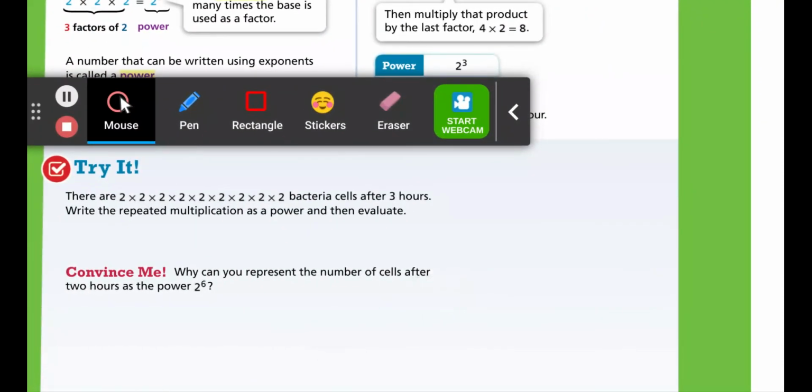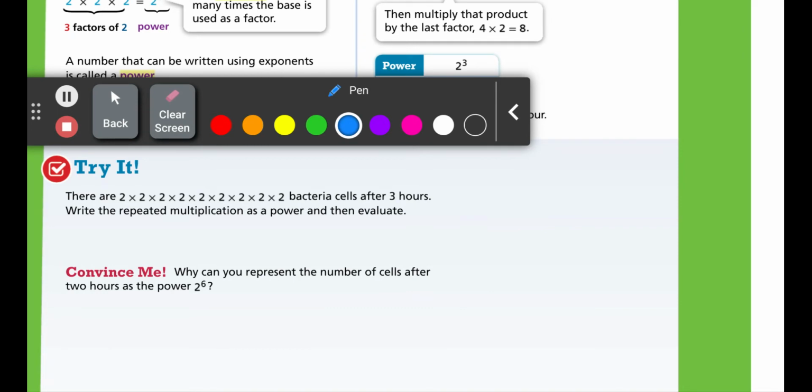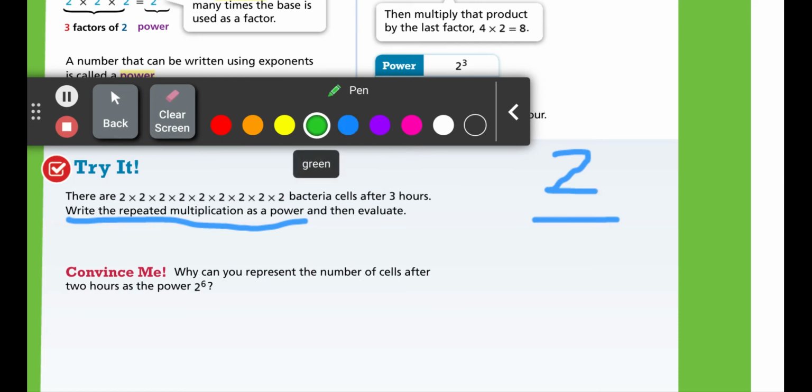There are 2 times 2 times 2 times 2 times 2 times 2 times 2 times 2 times 2 bacteria cells after 3 hours. Write the repeated multiplication as a power. So that's our first step here. Let's write the repeated multiplication as a power. Well, what's the base? What's going to be the big number that's being repeated? 2 is the big number that's being repeated. And how many times is 2 multiplied times itself? What is our exponent going to be? What's going to be the small number up top?